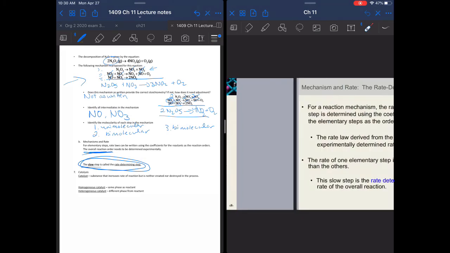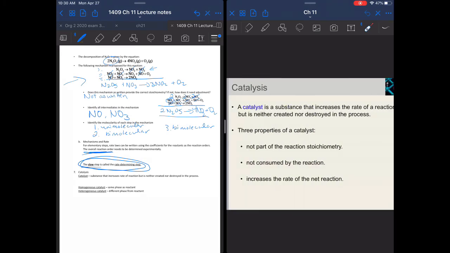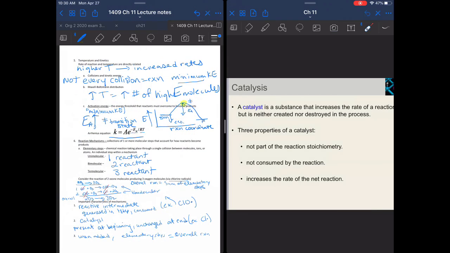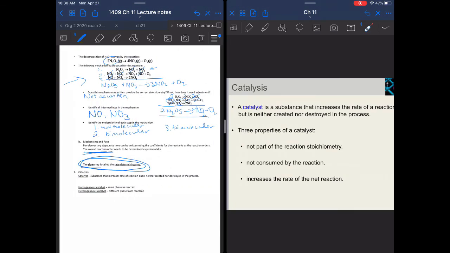The last thing that we want to talk about is catalysis. The catalyst, like we saw in this reaction over here, the chlorine, is something that will increase the rate of reaction, but is not created or destroyed in the process. Both of those things are true about catalysts.